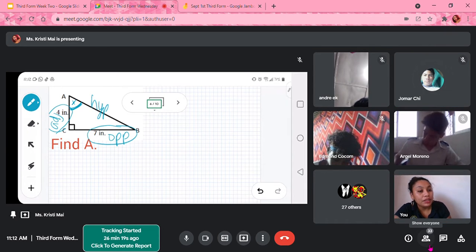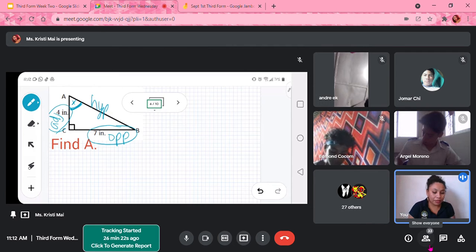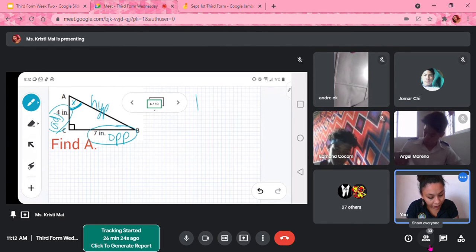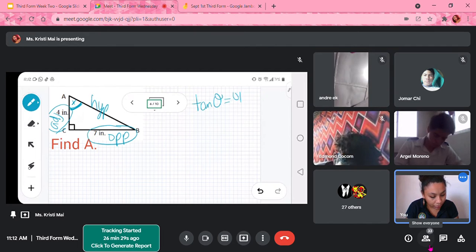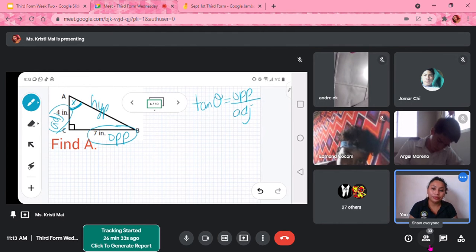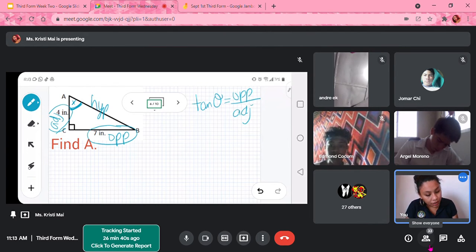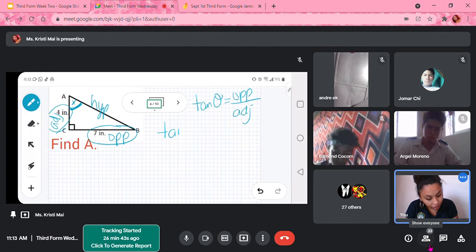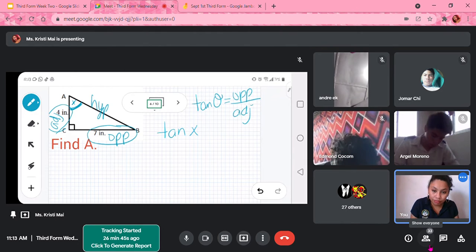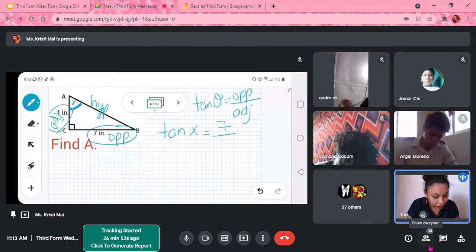Then tangent. Very good. So I'm going to be using tangent. Tangent of theta is equal to opposite over adjacent. And I'm going to substitute. So tangent of x, because I don't know what it is, equals opposite, which is 7, and adjacent, which is 4.